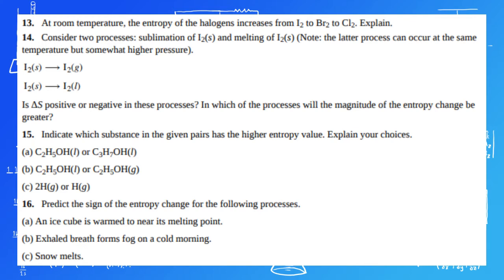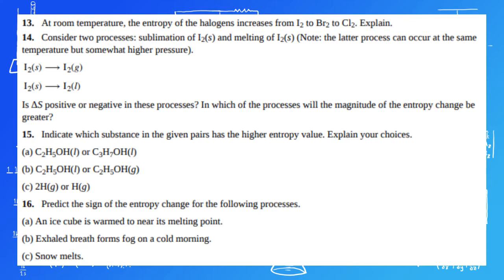16, predict the sign of the entropy change for the following processes. An ice cube is warmed to near its melting point. So the entropy change would be positive. If you add heat, if you warm it up, then you're adding energy, and with more energy, there's more possible configurations of those energies. There's more possible ways for those energies to be distributed across the particles.